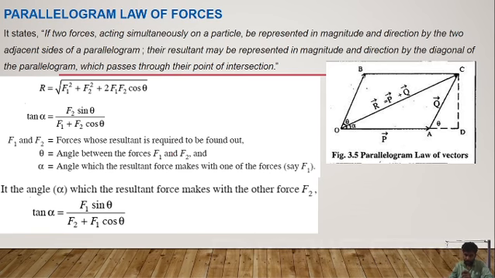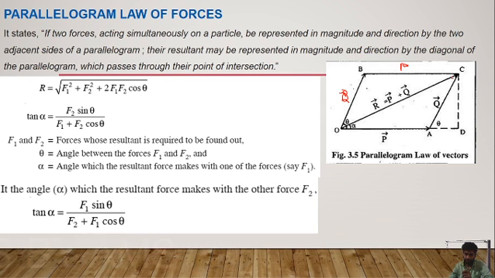In the parallelogram law, you can see in this figure the force P, and here is force Q. To find the resultant of these two forces, we are representing these two forces as the two sides of the parallelogram. We are representing P here, again P here, and Q here, and Q here. Then the diagonal will give the resultant of the vector.